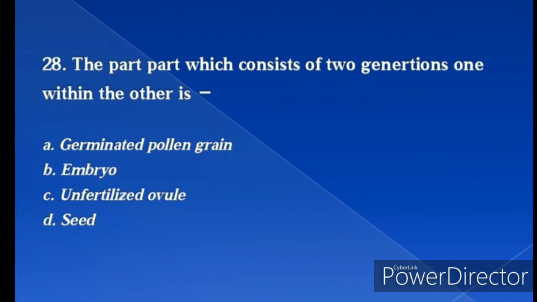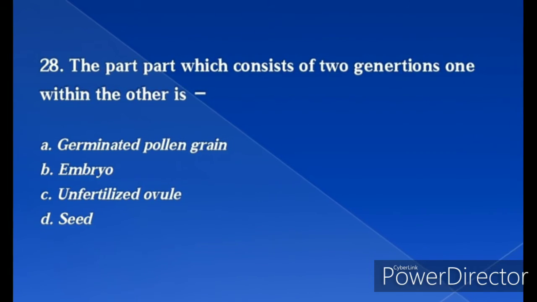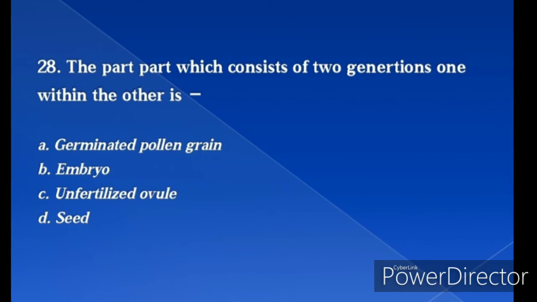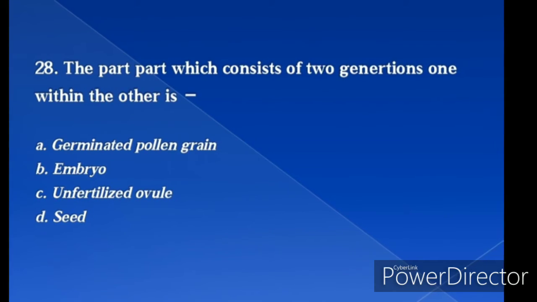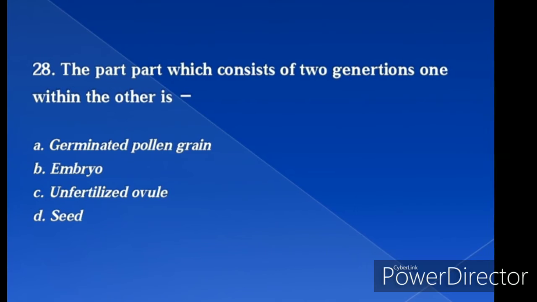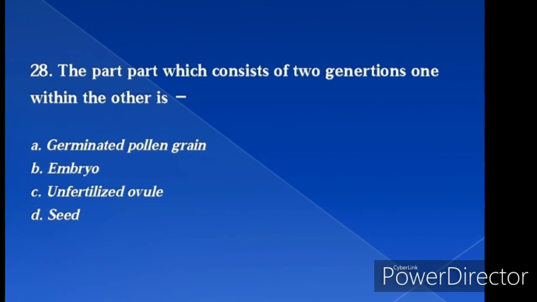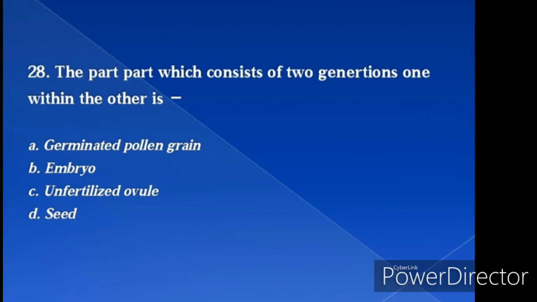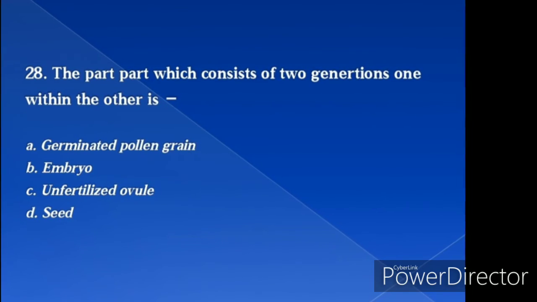The plant part which consists of two generations, one within the other, is option A, germinated pollen grain, option B, embryo, option C, unfertilized ovule, and option D, seed. Answer is option B, embryo. See, the embryo is surrounded by female gametophyte. Here, embryo is diploid in condition, whereas female gametophyte is haploid in condition. In this way, seed contains three generations locked one within the other. Of these, two generations occur within the embryo.